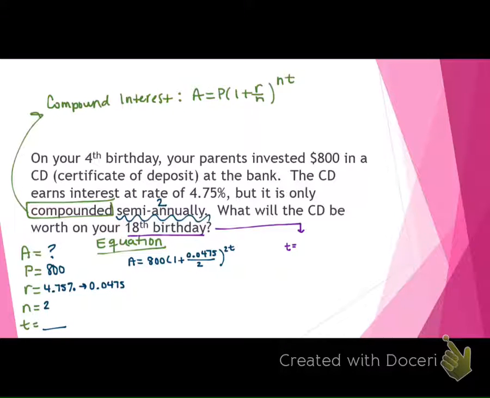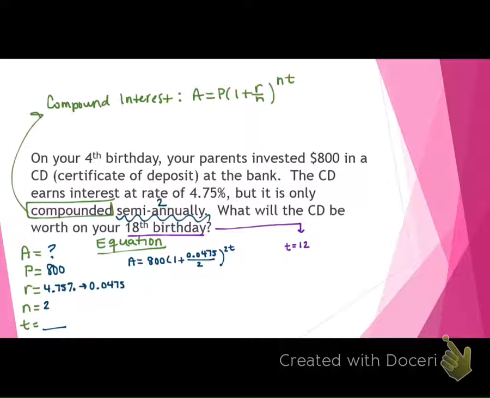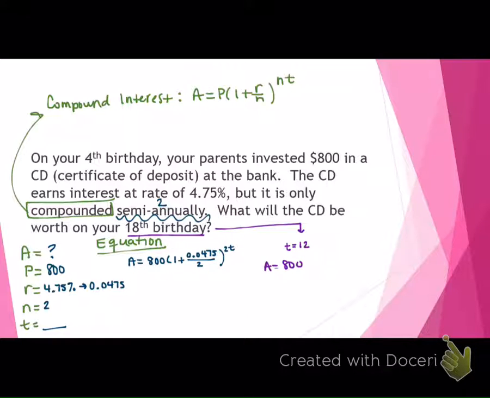What is your T value? Jillian? Would it be 12? 18 minus 4 is 12, right? You start on your 4th birthday. 18 is 12 years later. So T is 12. Again, make sure you multiply the exponent first before you go straight into your calculator. So what is 12 times 2? So make sure you plug it in as 24.